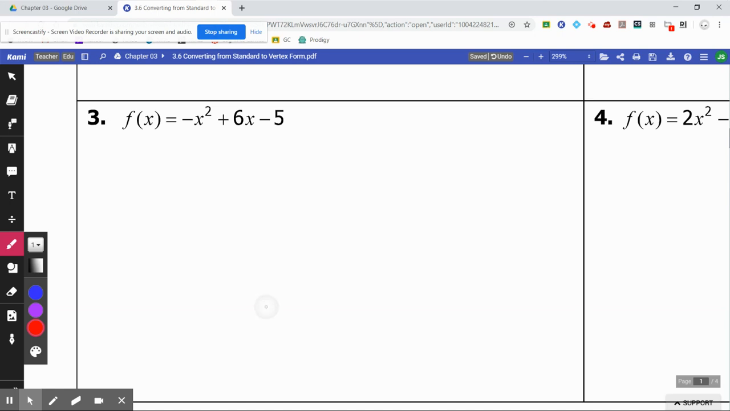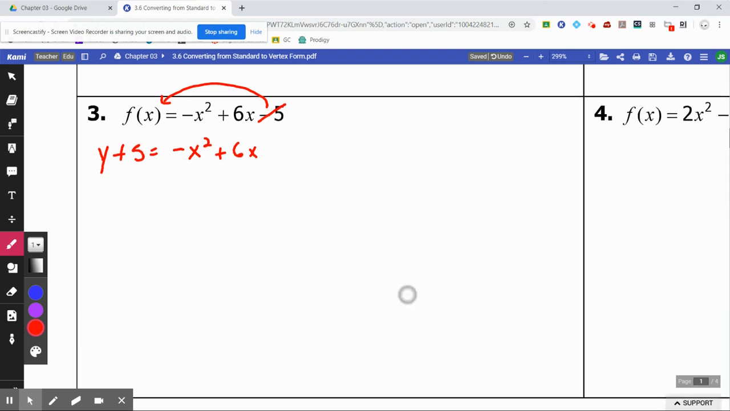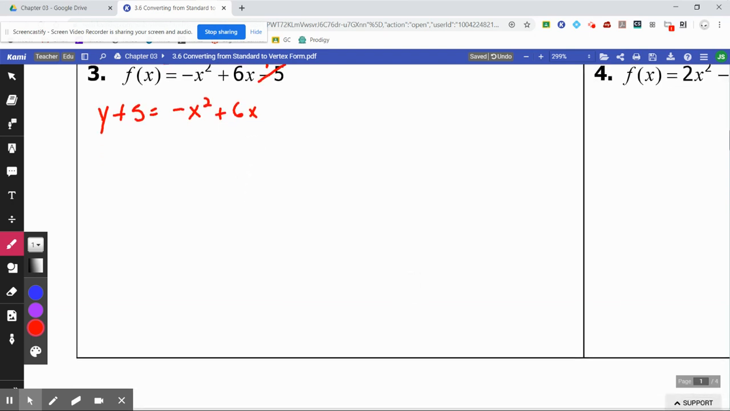Number 3, move the negative 5 first. Again, I'm going to write this as y equals, so I'm going to go ahead and move my 5 over by doing plus 5. Now this one's a little bit different. If there is a value in front of x squared other than 1, it needs to be factored out. So y plus 5 equals, there is a negative 1 in front of that x squared. Factor the negative 1 out of the entire expression. Negative 1 times x squared gives you negative x squared. Negative 1 times a negative 6x gives you a positive 6x.